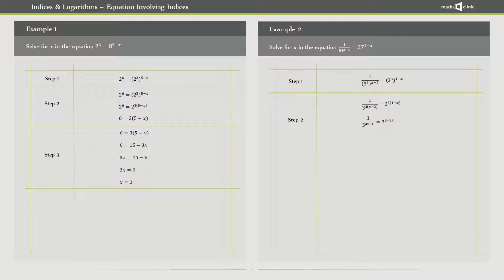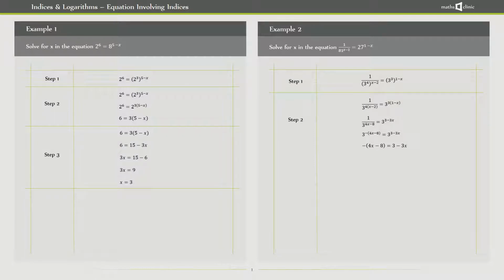The next thing we want to do is, we have 1 over 3 to the power of 4x minus 8, and we'll work our negative index here. We'll basically have 3 to the power of minus, open bracket, everything you have there, 4x minus 8. Because we know our negative index: if you have 1 over x to the power of a, it equals x to the power of minus a. So 1 over 3 to the power of 4x minus 8 equals 3 to the power of minus, everything you have there, 4x minus 8.